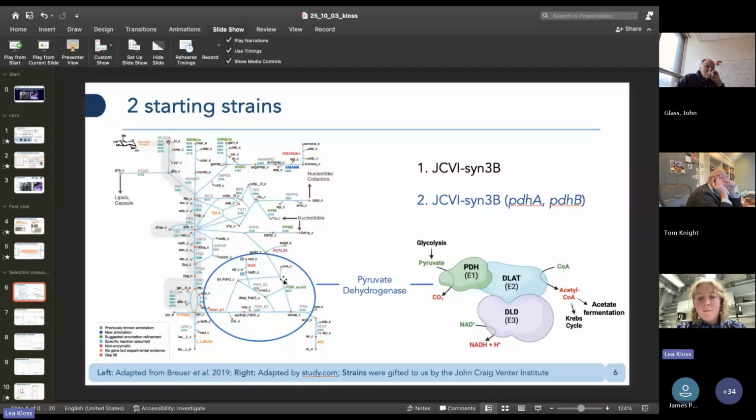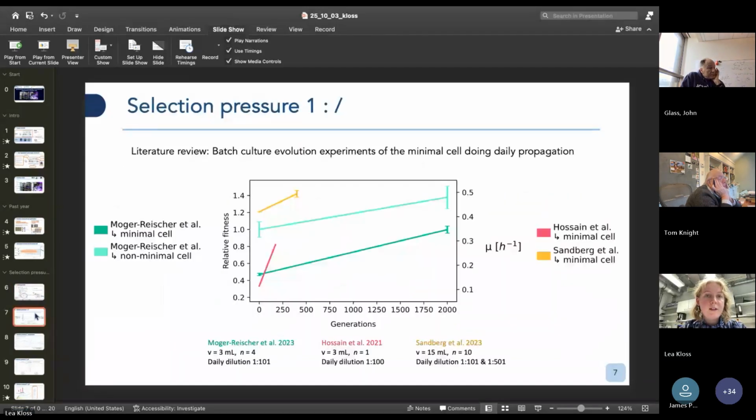We got them kindly from John at the JCVI: SYN3B, and SYN3 plus PDHA, PDHB, which codes for the E1 complex of the pyruvate dehydrogenase. So in theory, the cells now have a complete PDH, and they should be able to ferment also acetate from pyruvate and not only lactate, as you can see here. So maybe we see some alternate metabolism happening during evolution. The second selection pressure that we decided on was basically the first one, doing nothing.